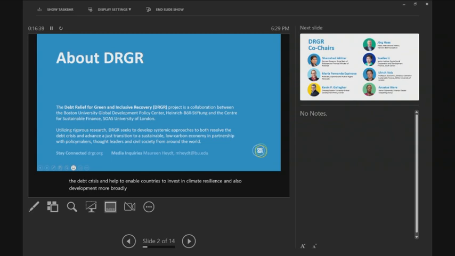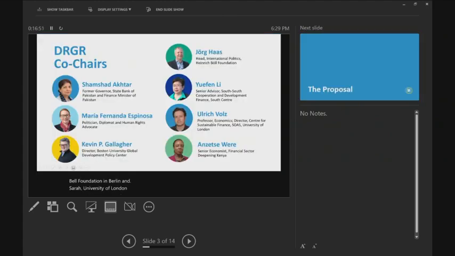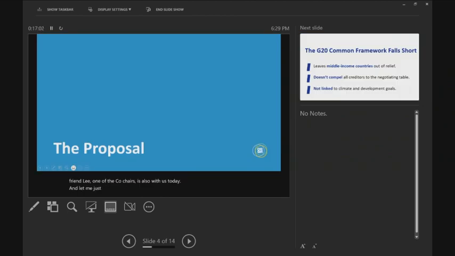We set up this project as a collaboration between the GDP Center at Boston University, the Heinrich-Böll Foundation in Berlin, and SOAS University of London. We have some wonderful co-chairs, and Yuefen Li, one of the co-chairs, is also with us today. Let me just present to you the key proposals, the key ideas.